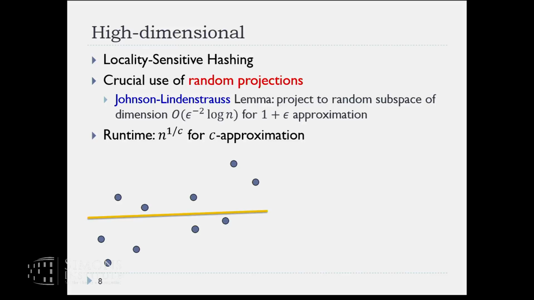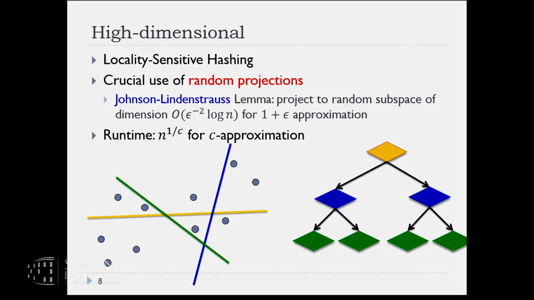We're going to talk about high dimensional spaces. A very useful tool here is dimensionality reduction, or the Johnson-Lindenstrauss lemma, which says that you can reduce the dimension significantly. It's being used somewhat similarly to these KD trees.